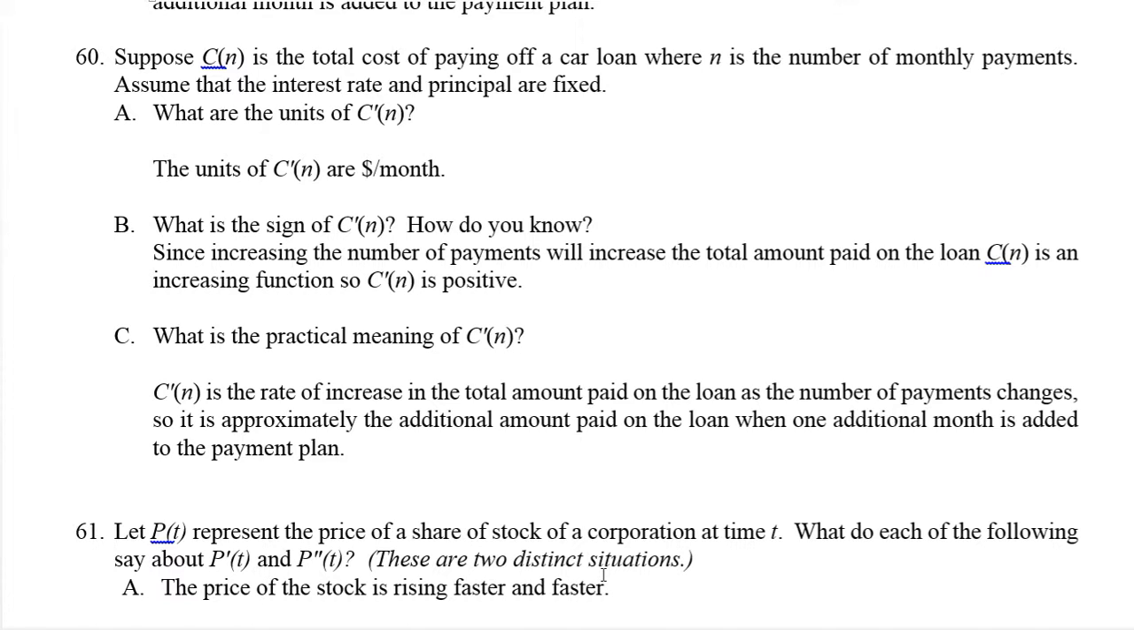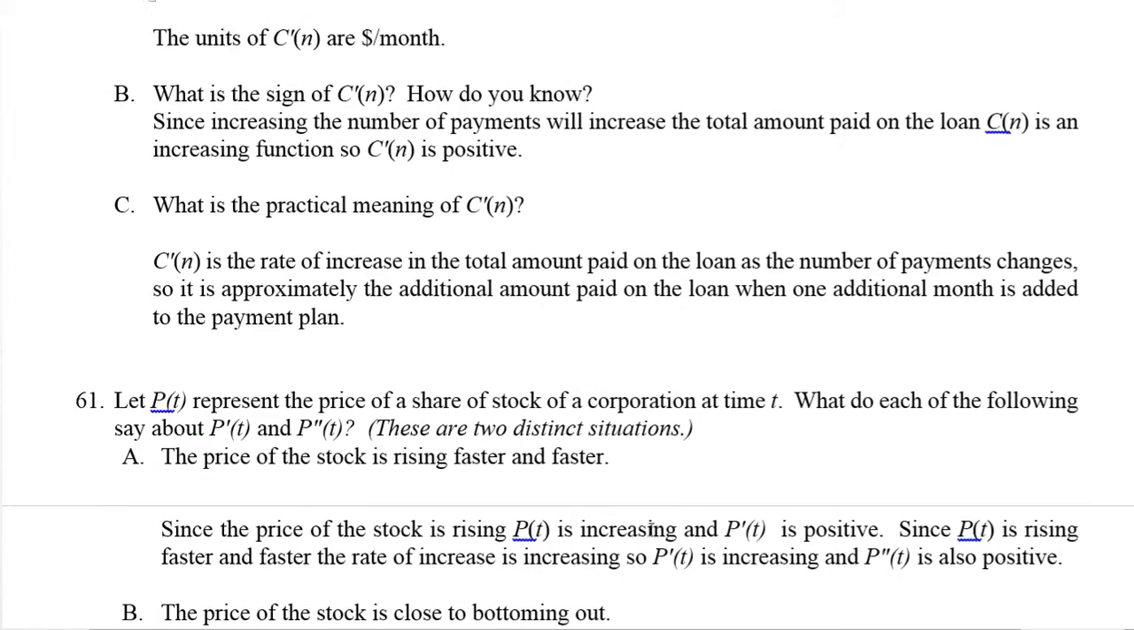Well, if the price of the stock is rising, the price function is increasing. Therefore, the derivative is positive. Of course, the price function is positive because you have to pay a positive amount of money for the stock. But the price of the stock is rising faster and faster. So it's rising at a certain rate, and then the rate is increasing as well. So that means P prime is increasing, so P double prime is positive, and the original P is concave up.